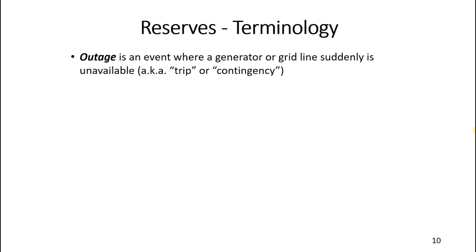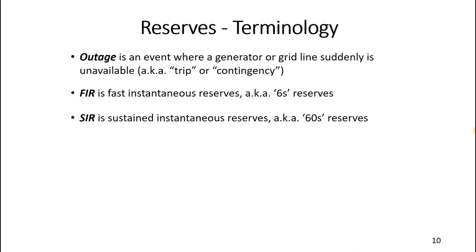There's quite a lot of terminology associated with the reserves, and what we'll see in the course itself is that reserves adds a lot of complexity to dispatch and pricing. So key to all of this is the concept of an outage, which is simply an event where a generator or a line in the grid is suddenly unavailable. This is also known as a trip or a contingency. There's different classes of reserve. FIR stands for Fast Instantaneous Reserves, used to be called 6-second reserves, and SIR is Sustained Instantaneous Reserves, previously called 60-second reserves.